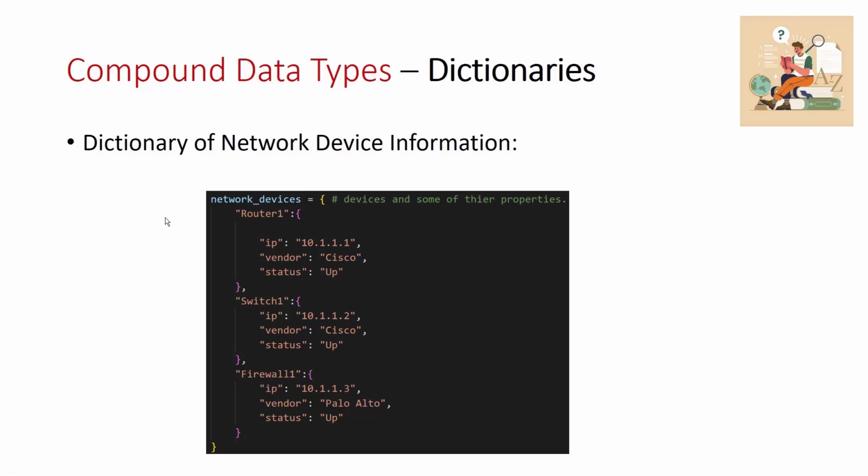In this dictionary, each network device like router 1 or switch 1 acts as a label, and the associated data comes in another dictionary that holds info about that device. This setup makes it simple to access and work with device info. Dictionaries are super handy in network automation, whether it's storing device settings, tracking device changes, or managing an inventory of network devices, complete with key info like IP addresses, manufacturer names, and operational statuses.